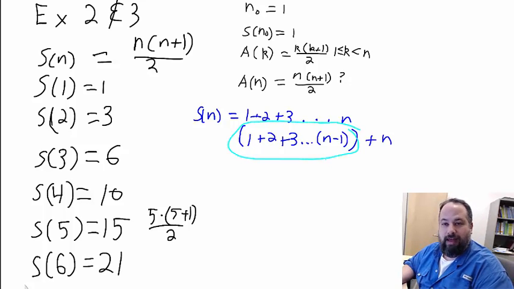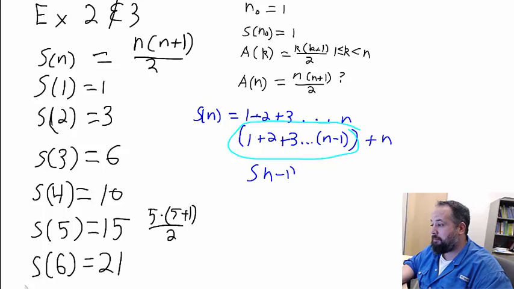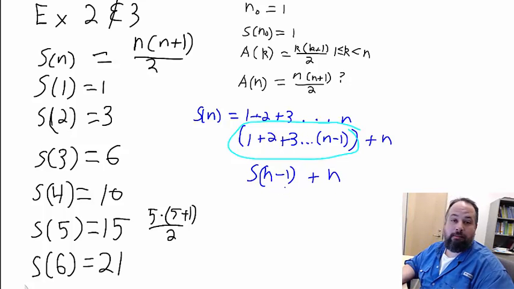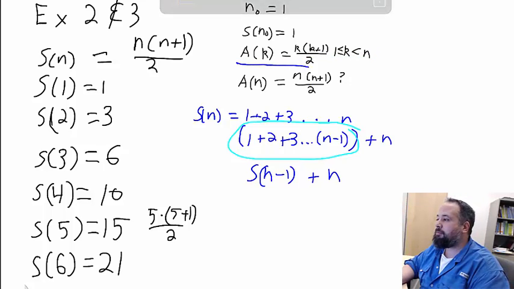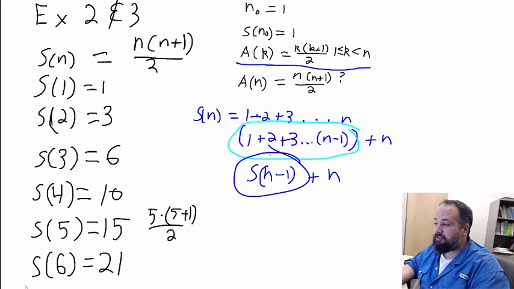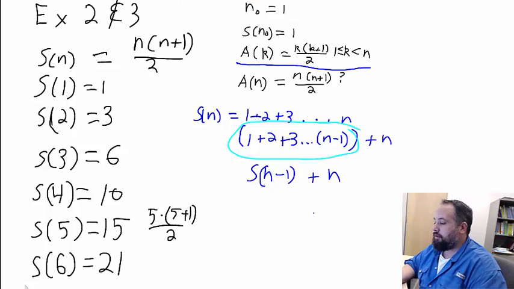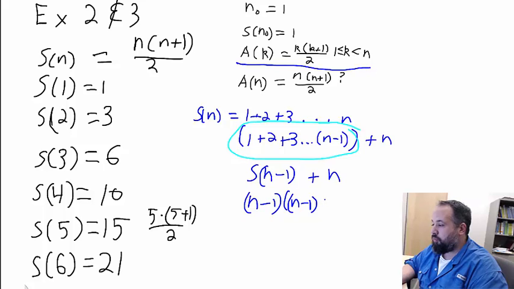Well, what's the sum of that? Since that is the sum up to n minus 1, that is s of n minus 1 plus n. Now, we know that s of n minus 1 is true based upon our inductive hypothesis. This must be true, right? So we know it's true. If we do the algebra, we get n minus 1 times n minus 1 plus 1 divided by 2 plus n.